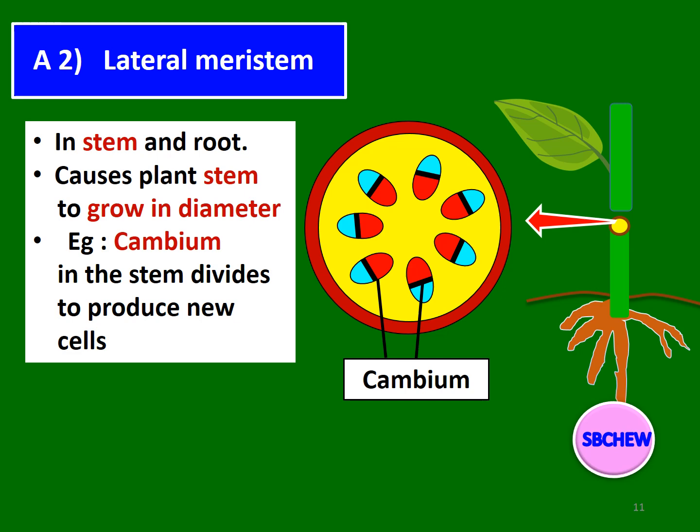These new cells will later differentiate to form new xylem and phloem in the stem. So the lateral meristem is different from the apical meristem because it causes the plant stem to grow sideways and not grow in height or length.